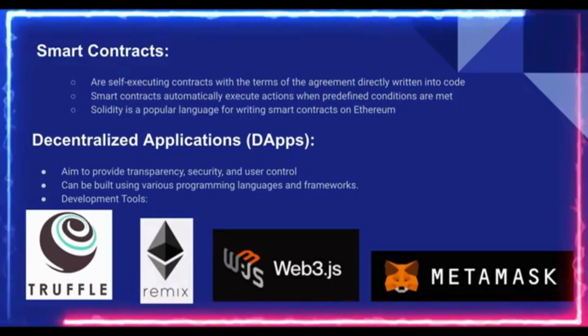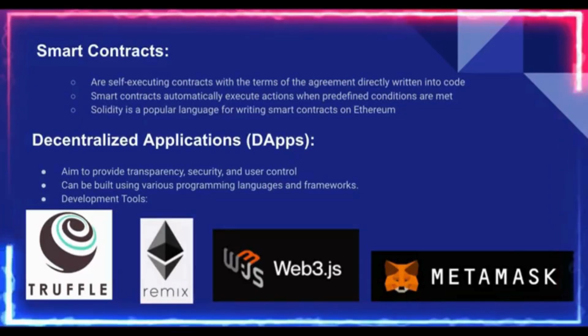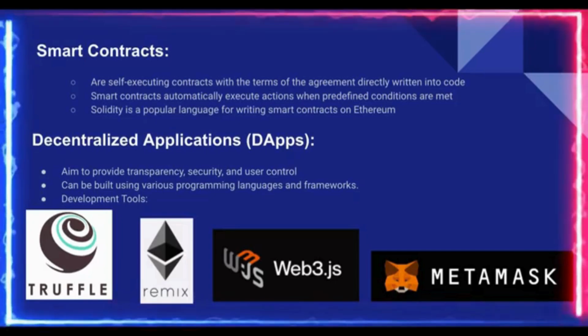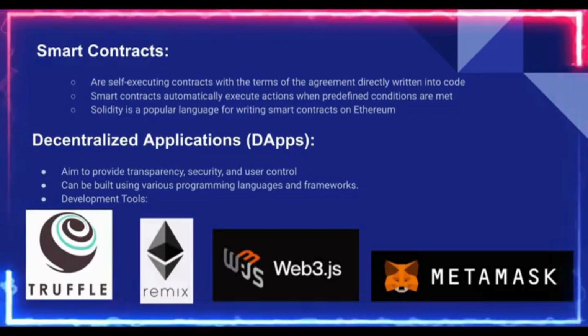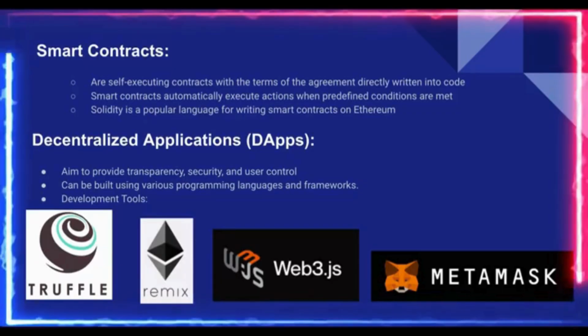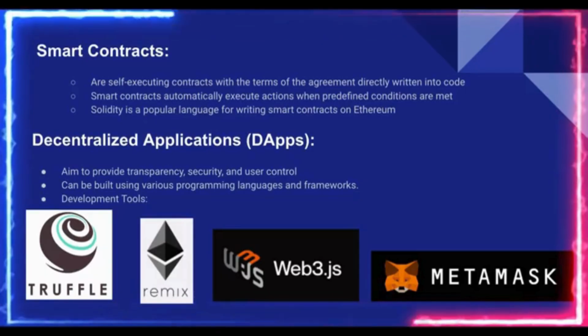Decentralized applications, also known as dApps. dApps are applications that run on a blockchain network rather than on a centralized server. They aim to provide transparency, security, and user control. dApps can be built using various programming languages and frameworks.